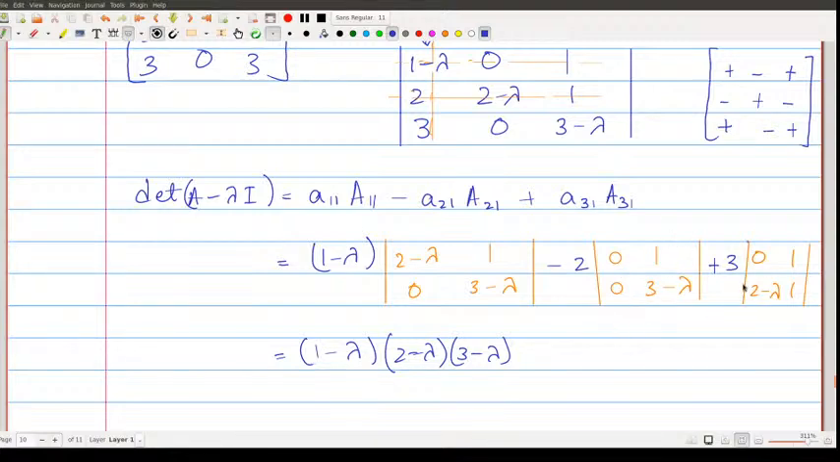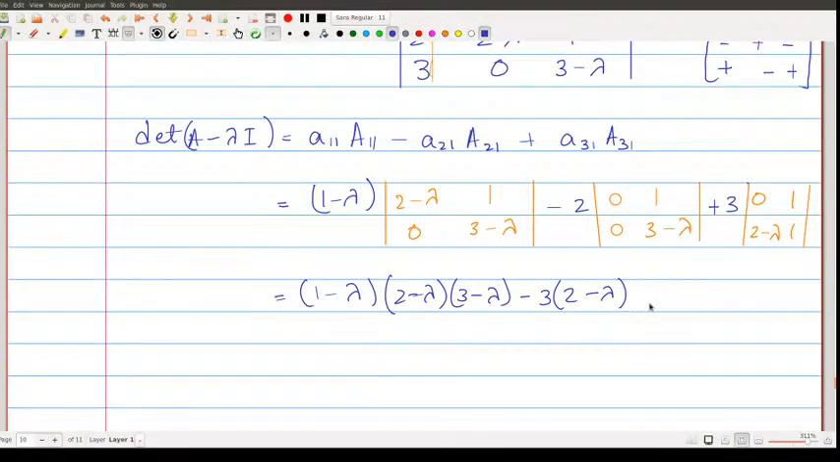What about this one? This one has 0 times 1, so this has plus 3 times 0 times 1, that's fine, minus 1 times 2 minus lambda. So we change the sign, minus, and I have 2 minus lambda here. Okay, so what does this give me? This whole expression is now the determinant of this one. Okay, and this is going to give you a cubic equation.